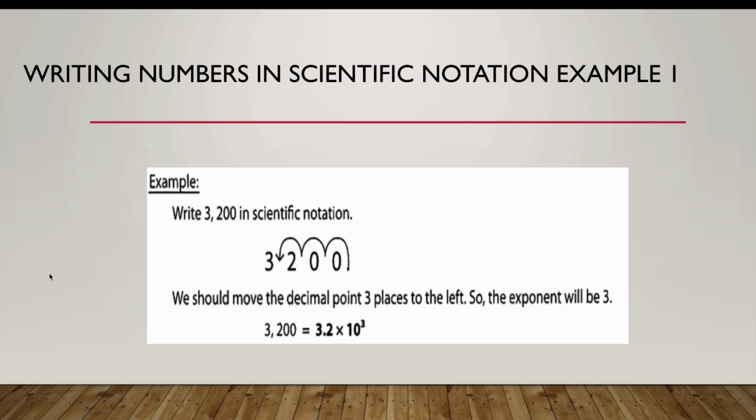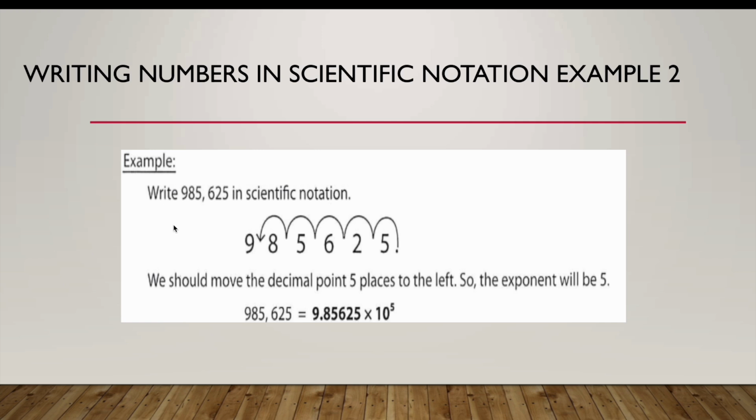To write numbers in scientific notation, you move the decimal place until you have just one whole number on the left side of your decimal point. If I wanted to write 3,200 in scientific notation, I would move the decimal point 3 places to the left. It starts here. I'd go 1, 2, 3. I had to move it 3 places, so my exponent would be 3. And the start of the scientific notation number would be 3.2.